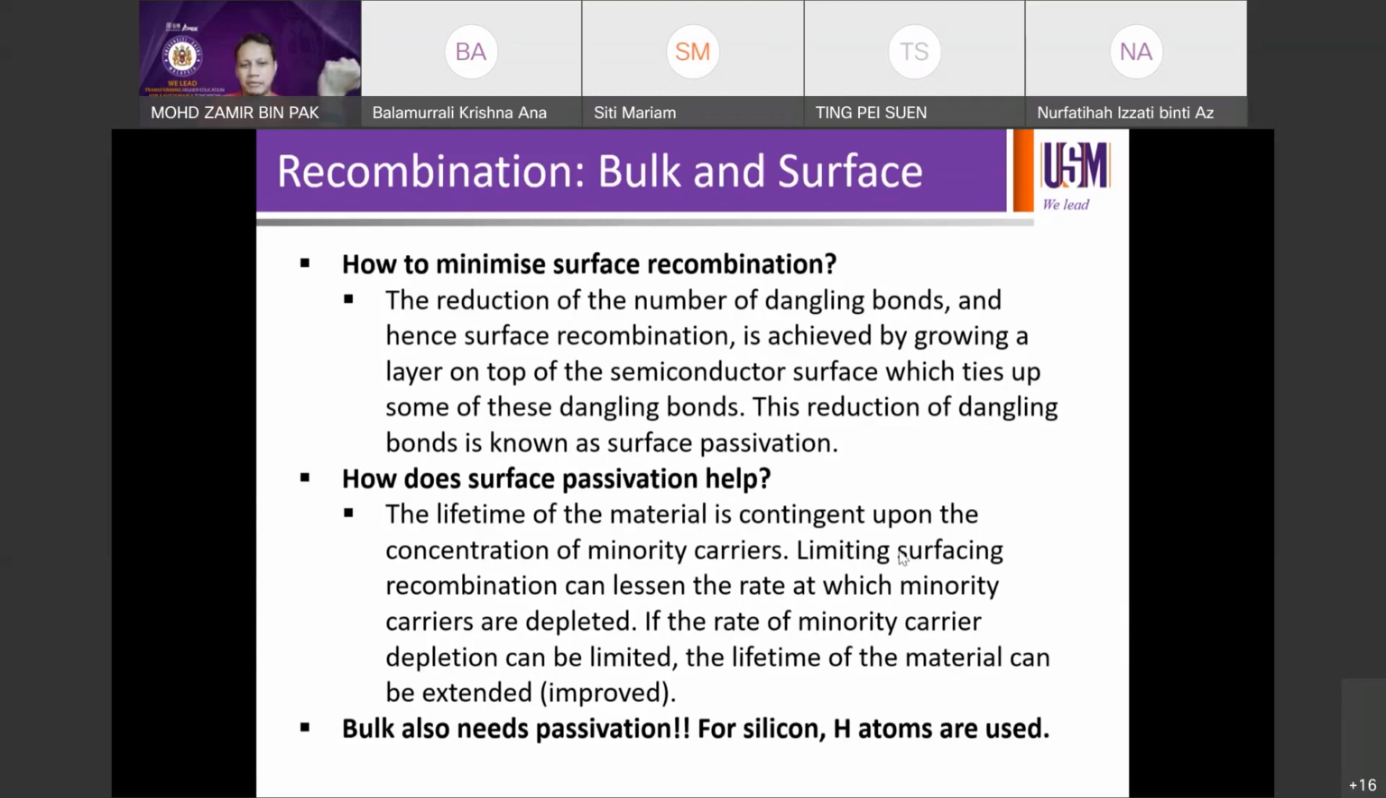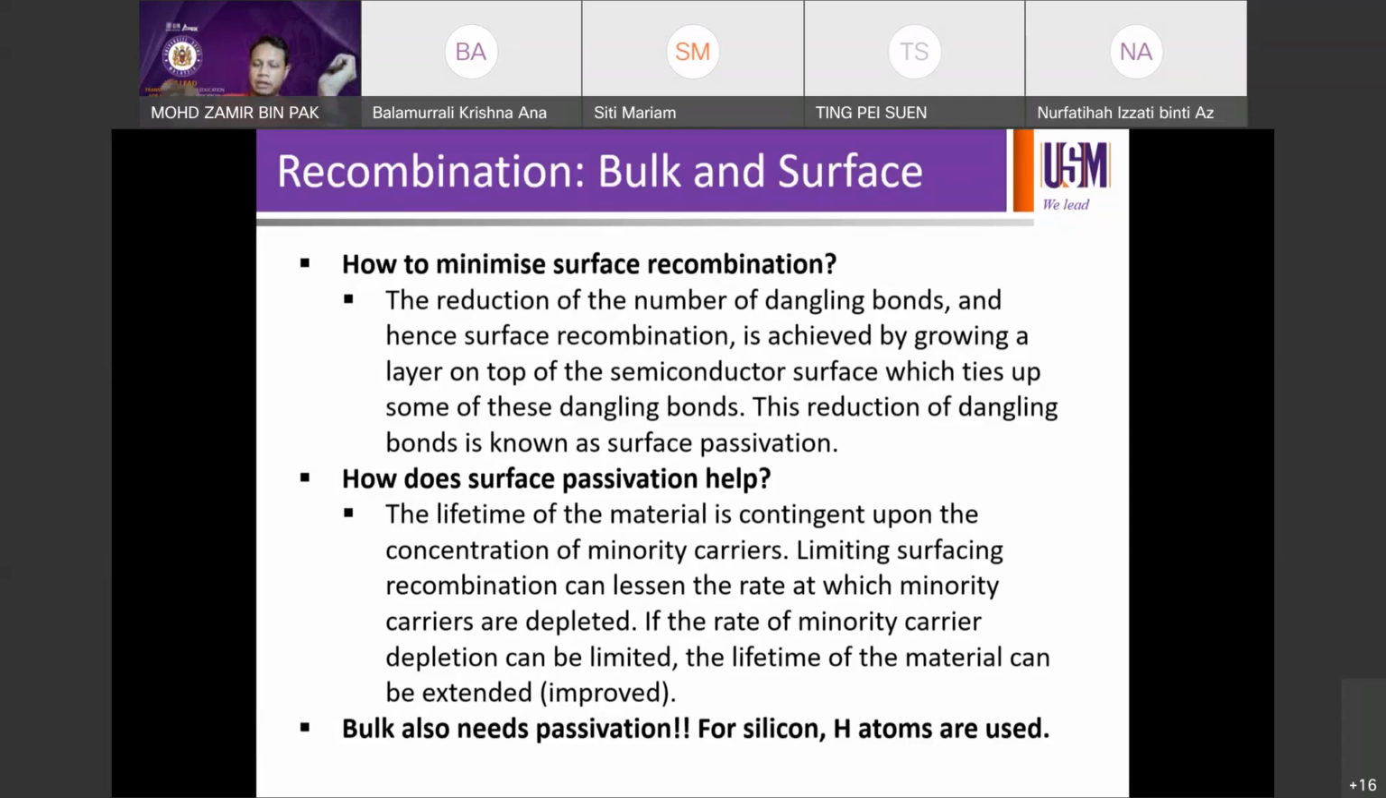So the lifetime of the material is contingent upon the consideration of minority carriers. When you passivate the bond, the minority will lower surface recombination or lower bulk recombination. So the moment you passivate the defects, because dangling bonds are defects, there are no more defects that will induce SRH recombination, isn't it? Because we talk about SRH is due to the defects.